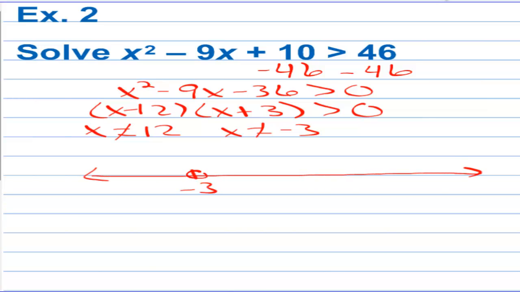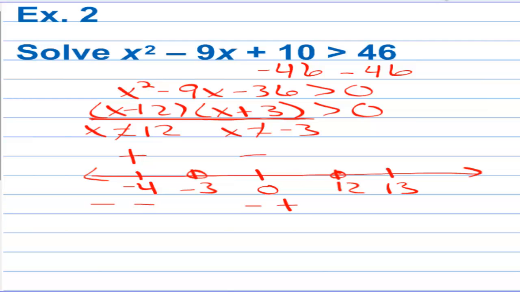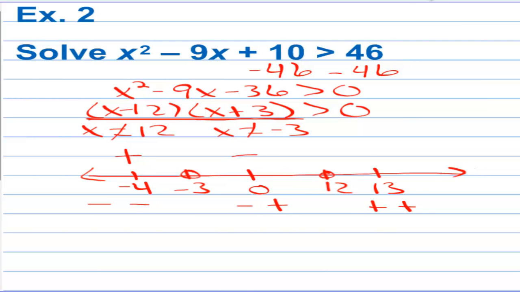We have negative 3 and we have 12. And we use open dots to indicate that we can't actually use these values. We can't be equal to 0 on this one. So we're going to test negative 4. How about testing 0 and maybe testing 13? So let's test negative 4, and it's easy to plug it into the factored form. Negative 4 minus 12 is negative. Negative 4 plus 3 is also negative, so it's positive. If we throw 0 in, we get negative times a positive, which is negative. And then 13 is a positive and a positive, so that's positive.